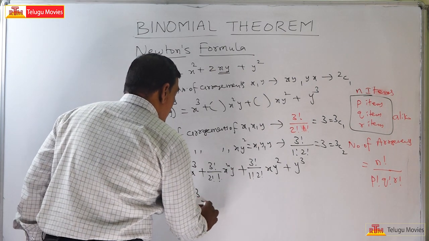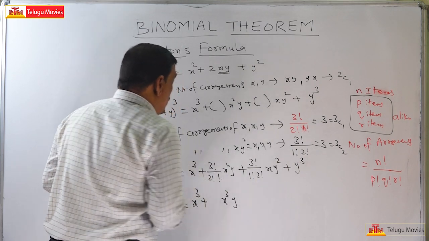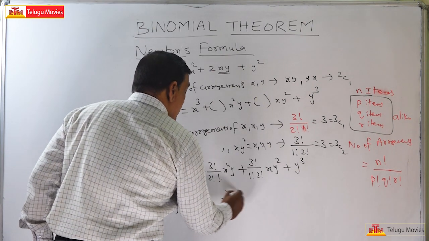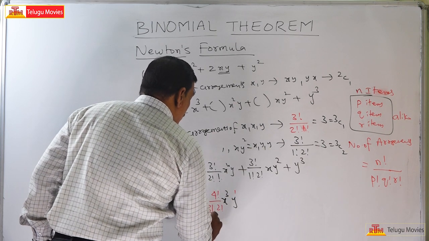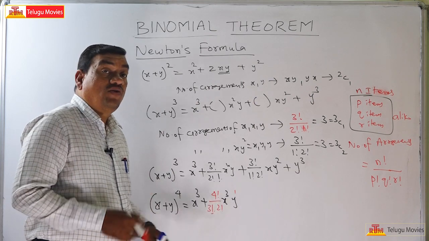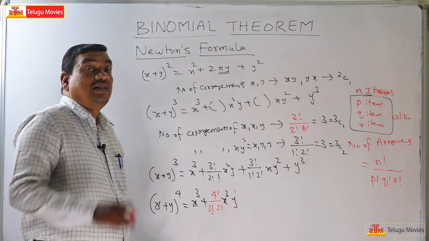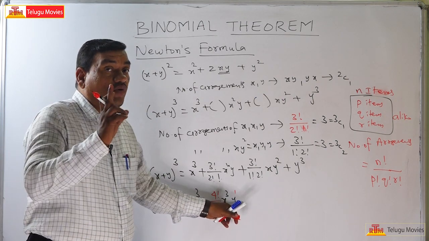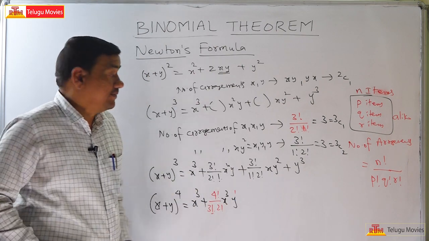This is x to the power of 4 plus, next, x cube y. So what is the coefficient here? The coefficient is (3 plus 1), 4 factorial by 3 factorial into 1 factorial. So x is repeated 3 times; 3 x's and 1 y can be arranged. This is nothing but the coefficient. The number of ways of arranging 3 x's and 1 y is nothing but the coefficient of x cube y.